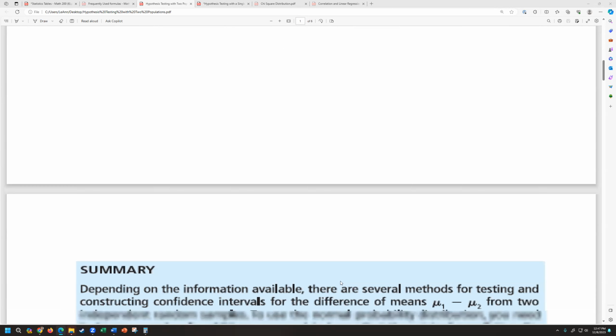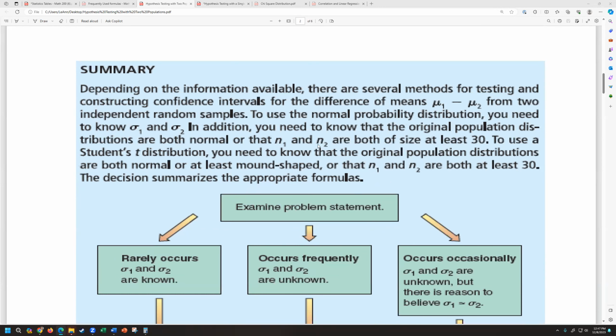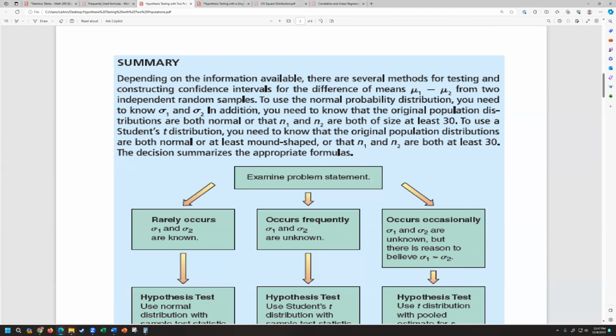Okay. So here's our little flow chart to help us figure out what we have. I took this straight from the notes, so sorry if it's a little blurry. Let me see if I back out if that helps. Depending on the information available, there are several methods for testing and constructing confidence intervals for the difference of your means or the difference of proportions.